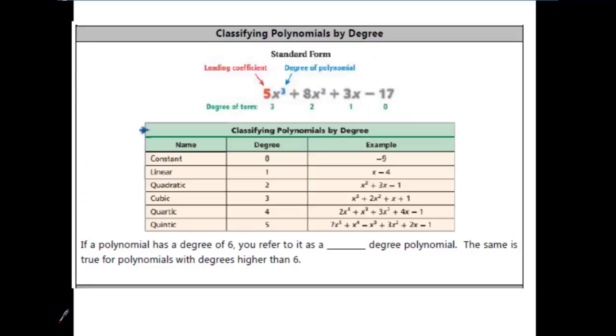Now, we want to classify our polynomials by two things. We have degree and we have number of terms. So when we're classifying polynomials by degree, what we're going to be looking at is putting everything in standard form, which means all in order from highest exponent to lowest. So I'm going to write that here.